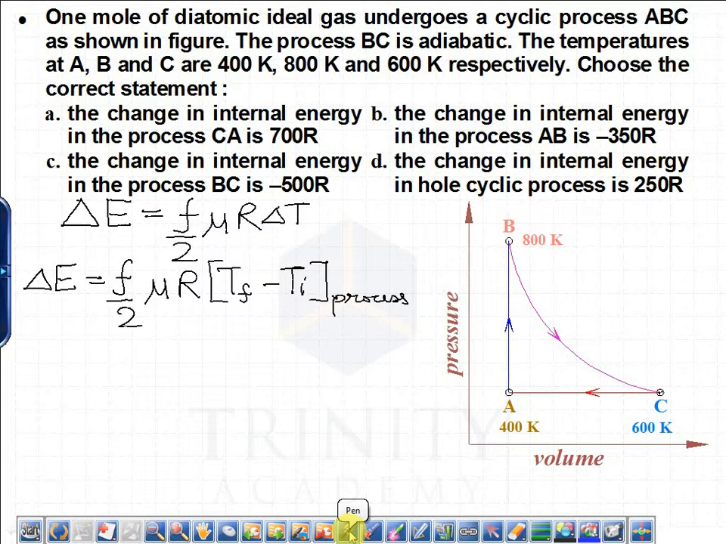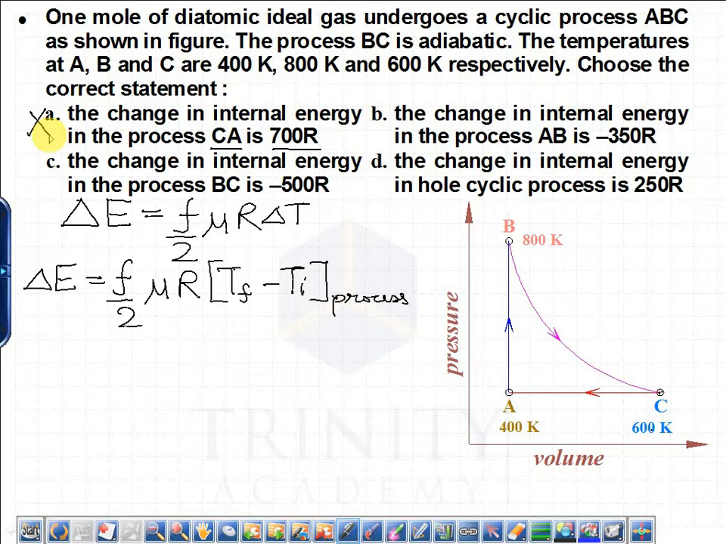Now if we consider the process CA, that is the first option, then in that process CA, final temperature is lesser than initial temperature. So obviously this term T final minus T initial must be negative, but it is given that it is positive change in internal energy, so that option would be ruled out immediately.